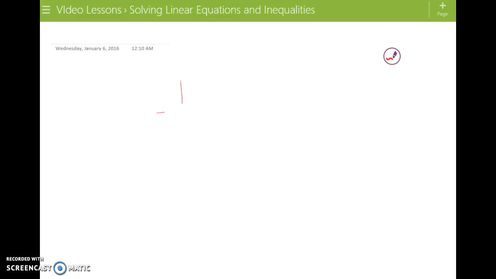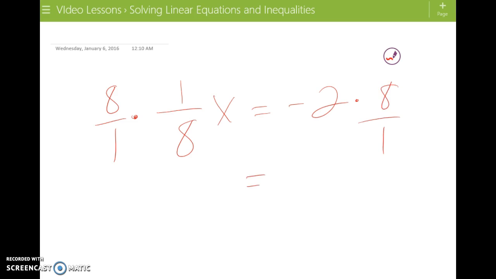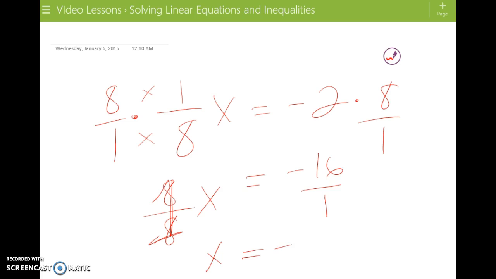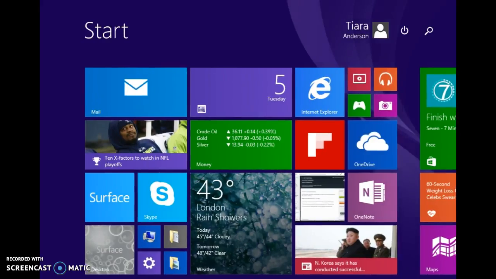Here's one more. I think I forgot to do this one. 1/8 x equals negative 2. So how do we get rid of 1 over 8? Let's multiply it by 8 over 1, our reciprocal property. But remember, you have to multiply by 8 over 1 on the other side as well. So what happens? 8 times 1 is 8, over 1 times 8 is 8, times x equals negative 16 over 1. 8 over 8 is 1, so that goes away, and x equals negative 16. All right, those are your examples for solving one-step equations.